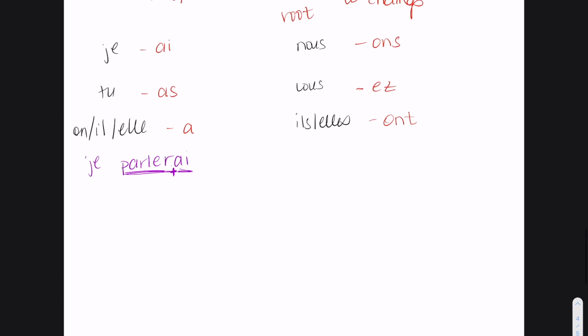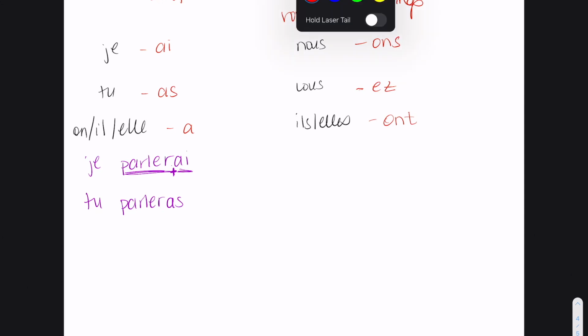Let's say I'm going to talk to somebody else. I'm going to say, tu parleras avec Mr. Kardash. You are going to talk to Mr. Kardash in a few moments when you go up to see him. Okay. Tu parler. So we write down our infinitive verb again. And we write down our new endings. For tu, we see that, okay, in tu here we have as is going to be at the end. So we have to add the as at the end.